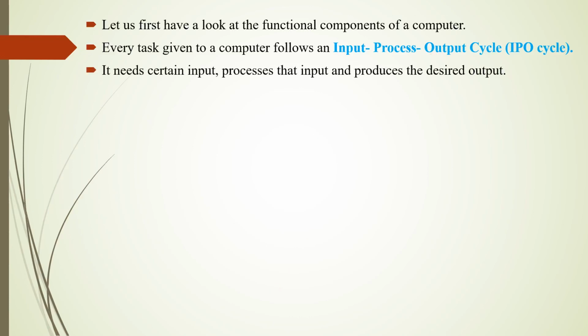If it is asked, you will write from here to here. If they ask what is the IPO cycle, you must write this answer: every task that is given to the computer follows an IPO cycle. It needs certain input. If we give an input, then the process is done inside the CPU, and it produces the desired output via a monitor or printer or any output devices.